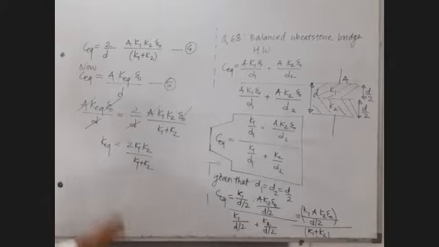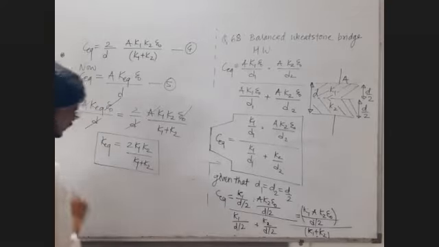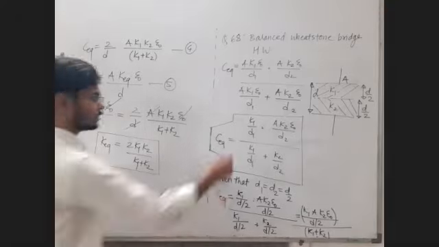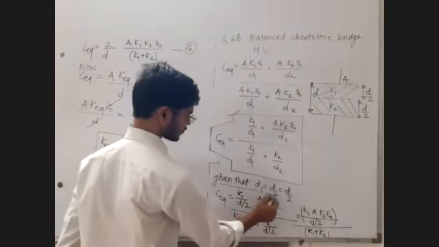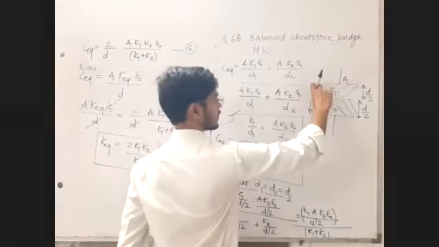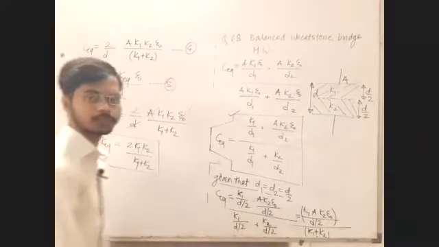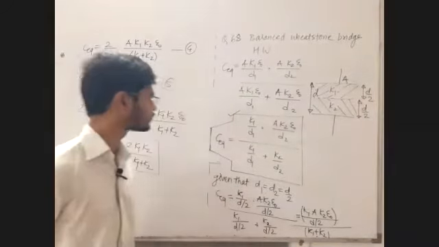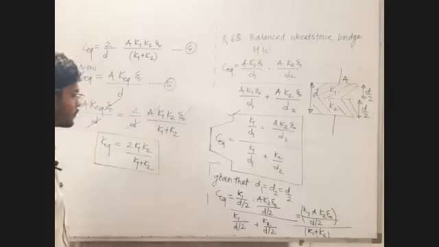Now, this is our final answer for the K equivalent, the C equivalent. But in the question it was given that the separations are D by 2 and D by 2. Alright, next. Now I could have used a trick. What is the trick now? The trick is this.